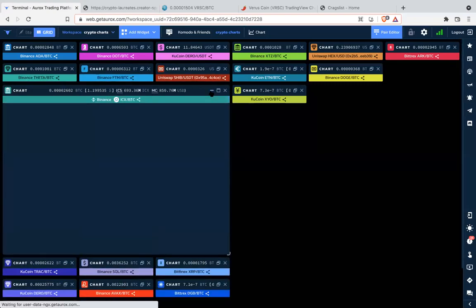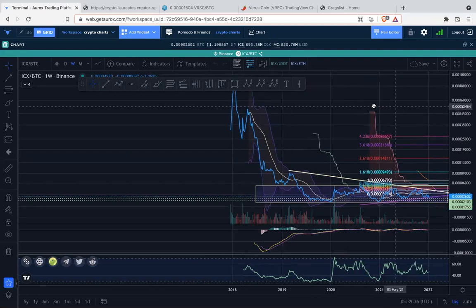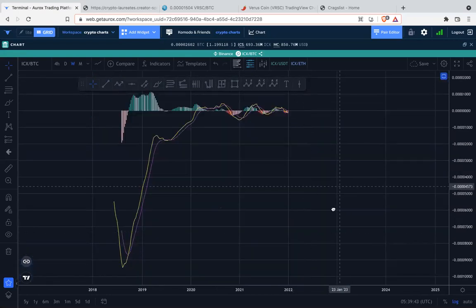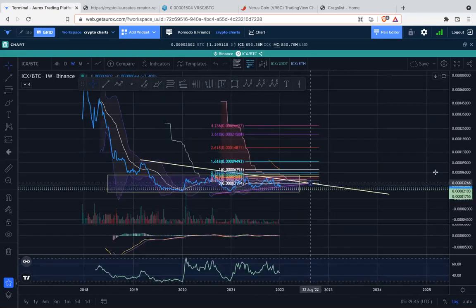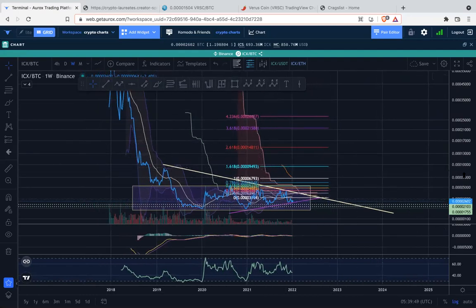Next, I keep not looking at the saved version, so I hope I'm catching everything here. ICX, I did a bit of an extension here because of what we've got going potentially on the weekly. It's hard to say, but it's one of those which is more on the lower end.